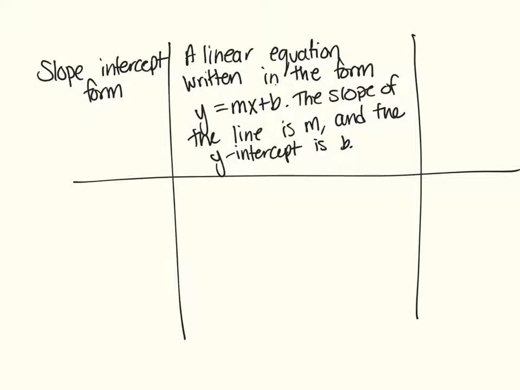So the slope-intercept form is as follows: a linear equation written in the form y equals mx plus b. The slope of the line is m, and the y-intercept is b. Go ahead and pause the video so you can write this down.